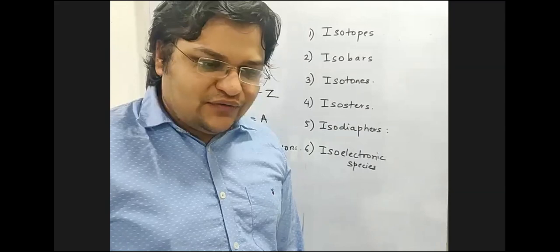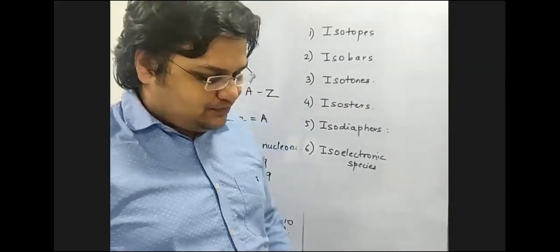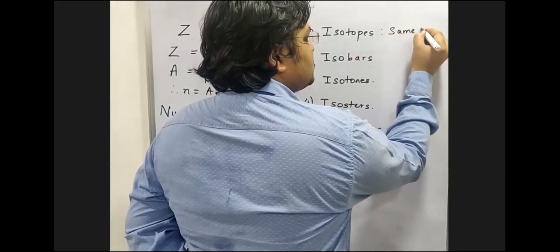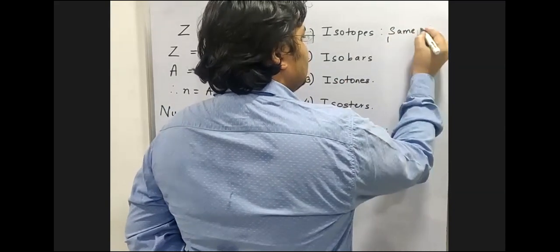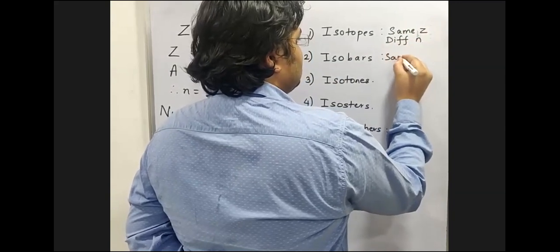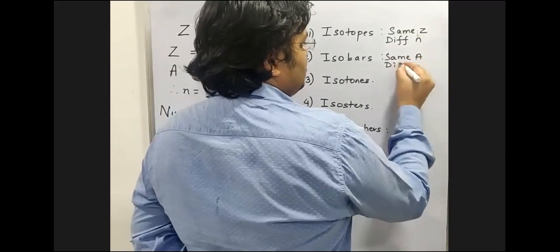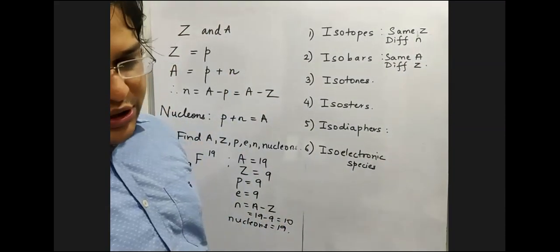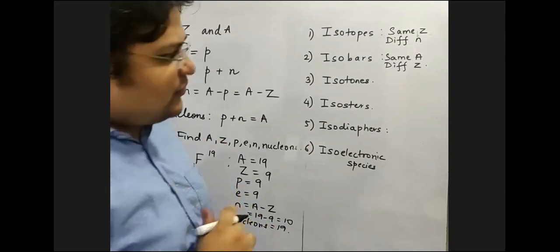Isobars: atoms of different elements having the same atomic mass number. You don't have to write anything in this. Wait. Isotones.